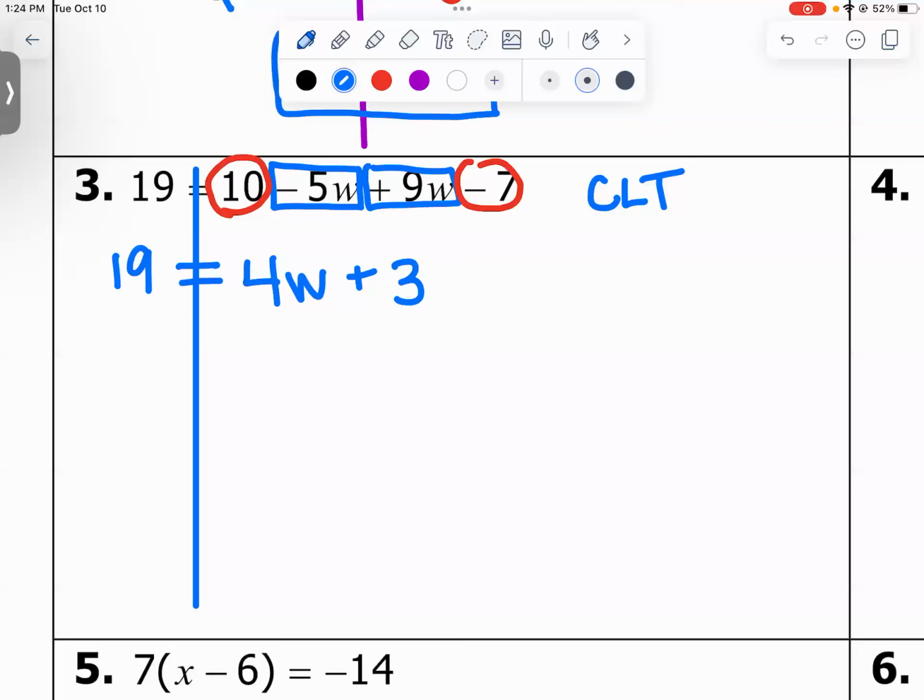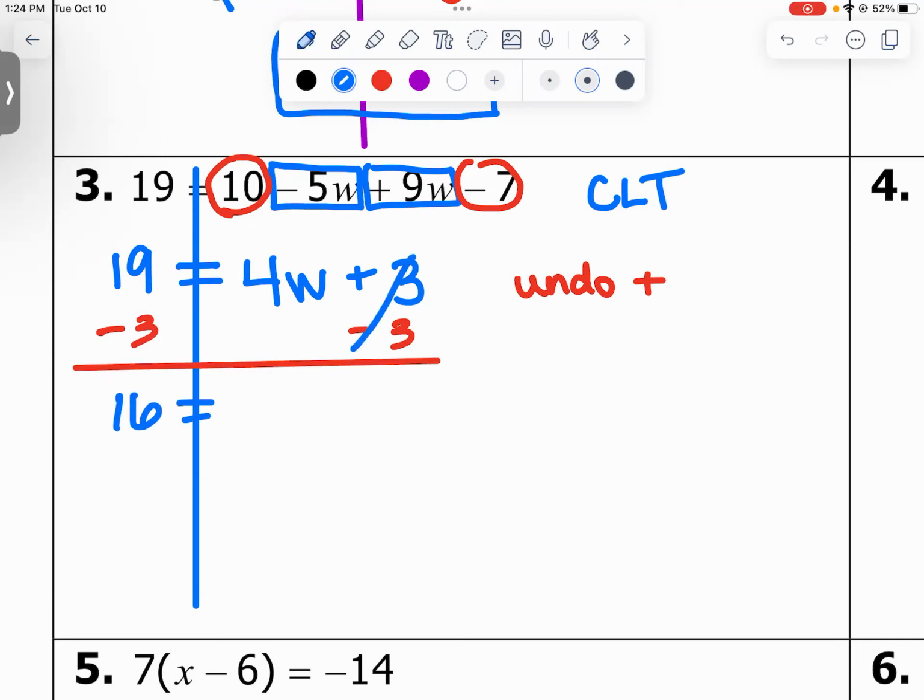Kaden, what do we undo? So we do 3 minus 3 and then do it to the same thing. We need to undo the addition first by subtracting 3 from both sides. So we have 16 equals 4W and the 3's go away.